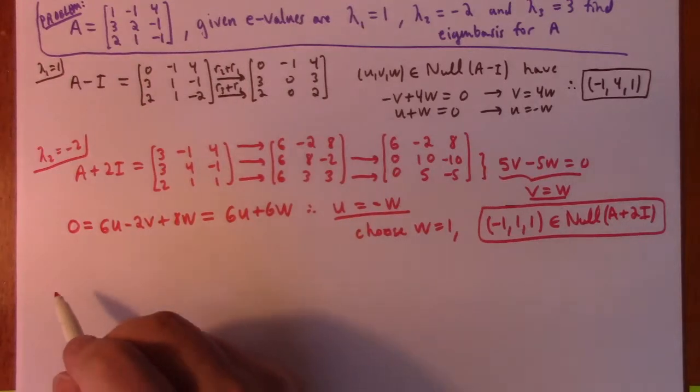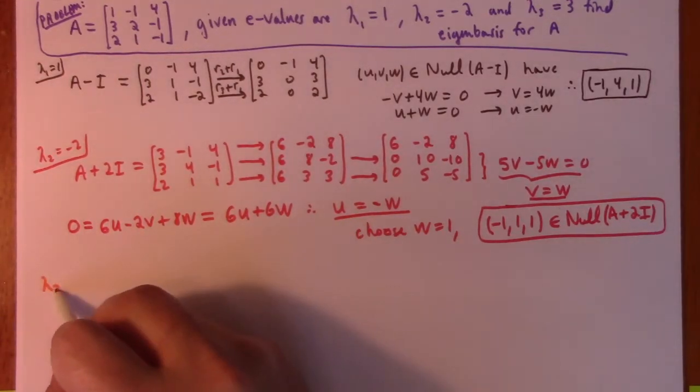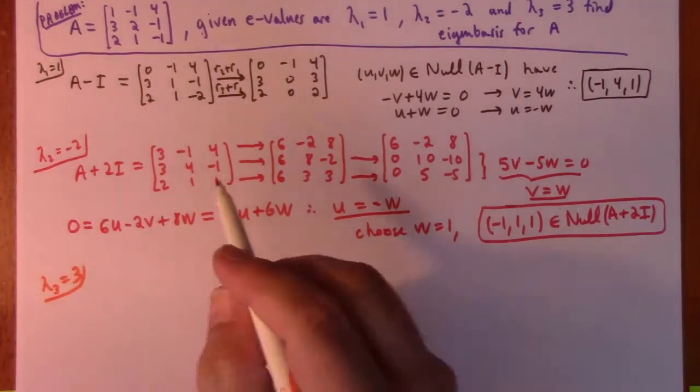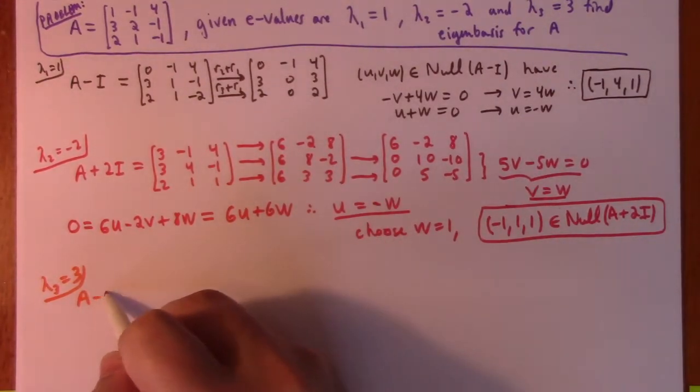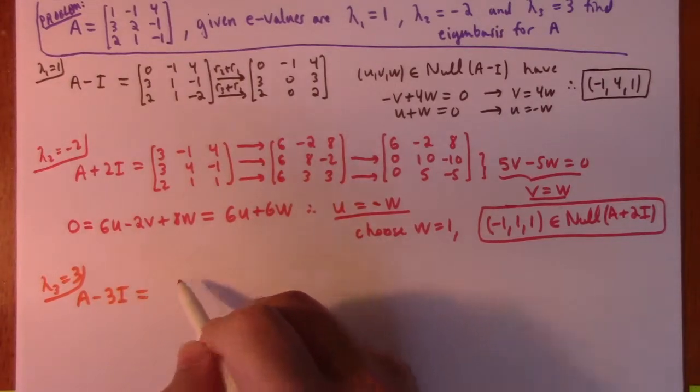So finally we have lambda 3 equals 3. So I've got to look at A minus 3I, which is, by the way, what?